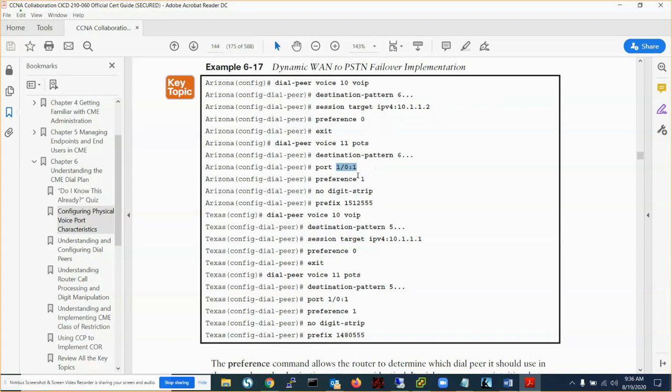T1 or POTS. This is T1 0 channel 1. Yeah, T1 will most likely have 24 channels. So one cable, 24 lines. When you set up the controller and so on, you will get these 24 lines, and under the dial pair you will put this port to 1/0:1. It will know to go through T1, and it will run.